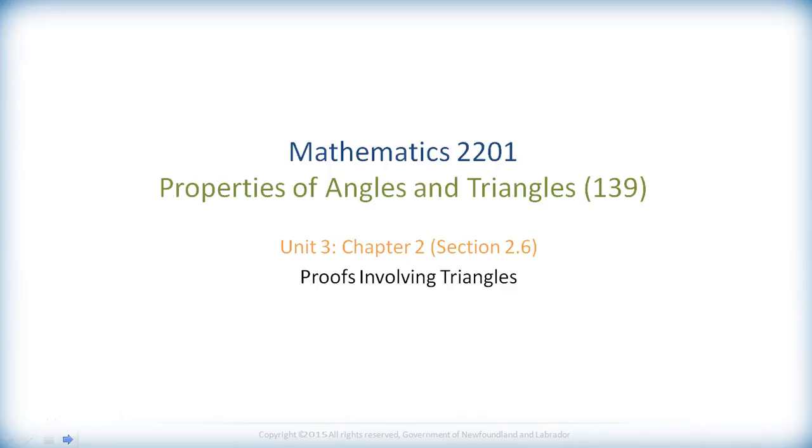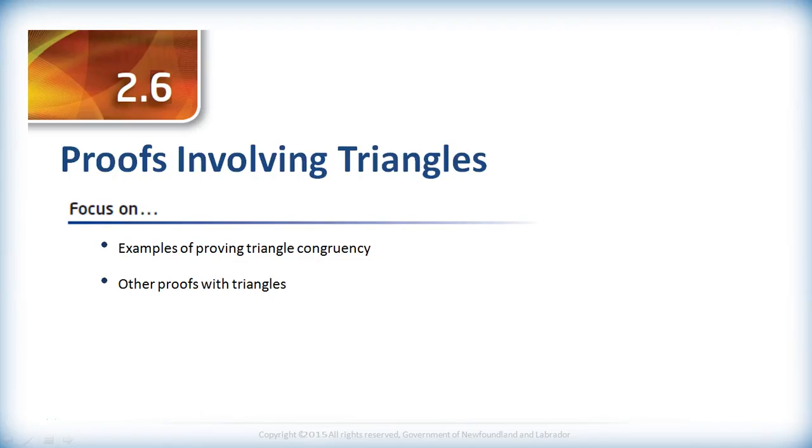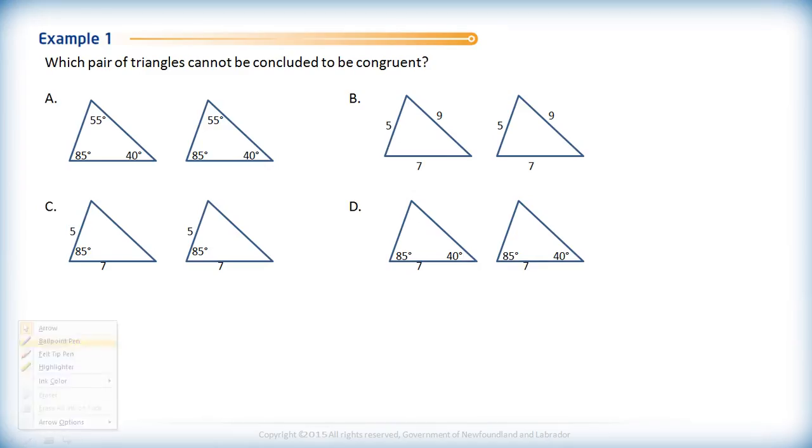Okay, folks, some triangle proofs. Let's get right to it. First one is examples of proving triangle congruency, and then other proofs of triangles. So what we have to do first is determine which pair of triangles cannot be concluded to be congruent.